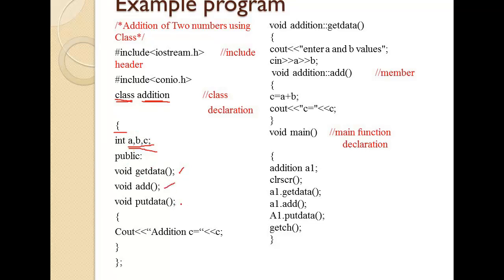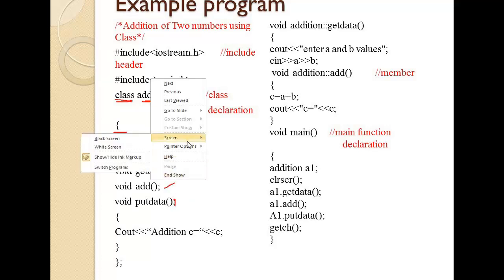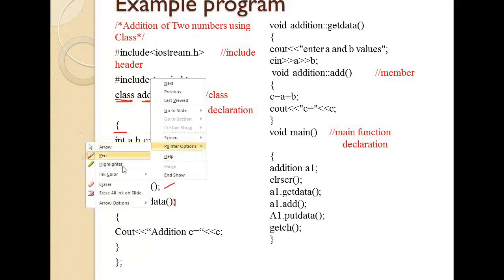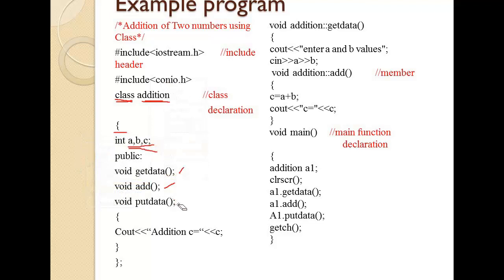So next I have put data. Okay, so here I have one mistake. This semicolon should not come. Okay, let it be. I will show you the difference. Okay, so here I have three member functions: get data, add and put data.